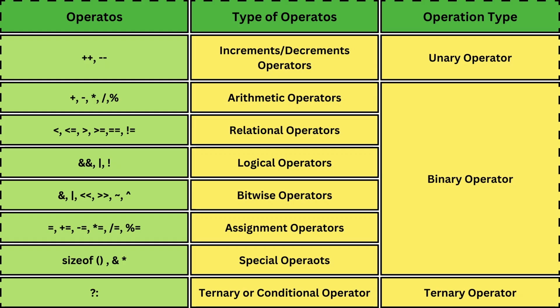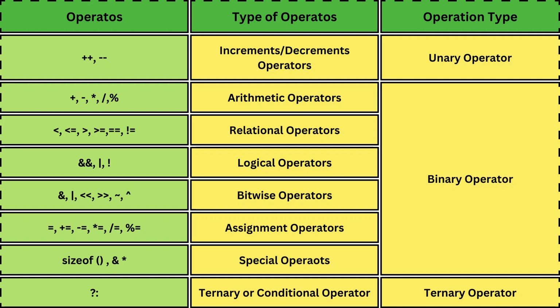Then the bitwise operators. We have AND bitwise operator, OR bitwise operator, left shift, right shift, and NOT bitwise operator, which can be performed on a single bit. Then we have assignment operators. Equal to is used to assign a value to a variable. Plus equal to is used to increment the value and then store it in the variable which is incremented. Then minus equal to is also used to subtract a value from a variable and then store the value in that variable. Then multiply equal to, divide equal to, and modulo equal to are also used the same as the previous.